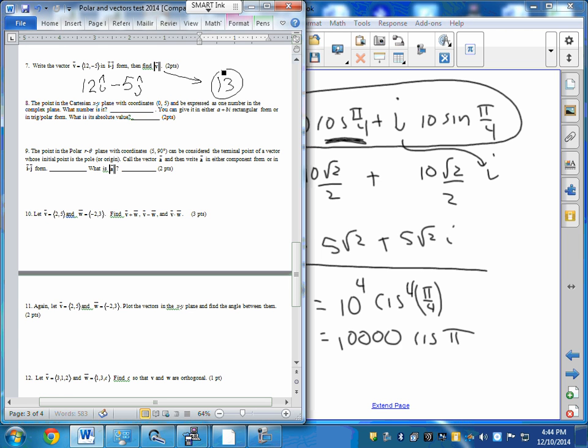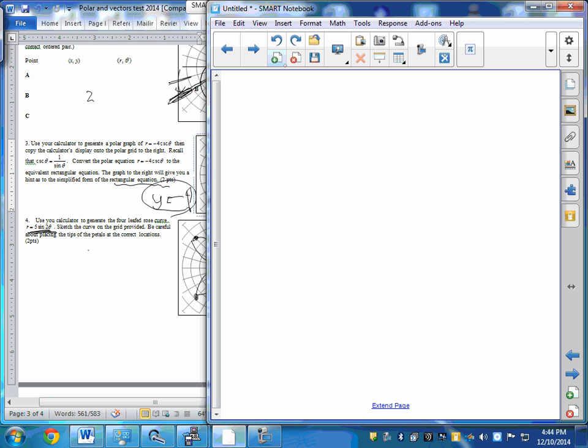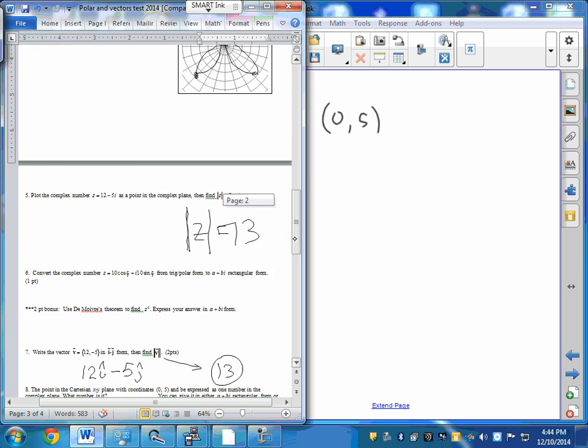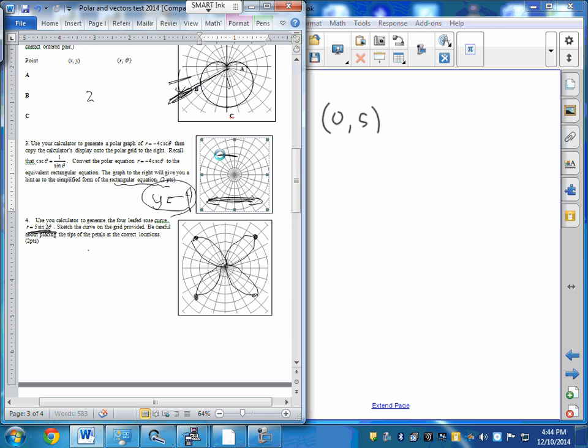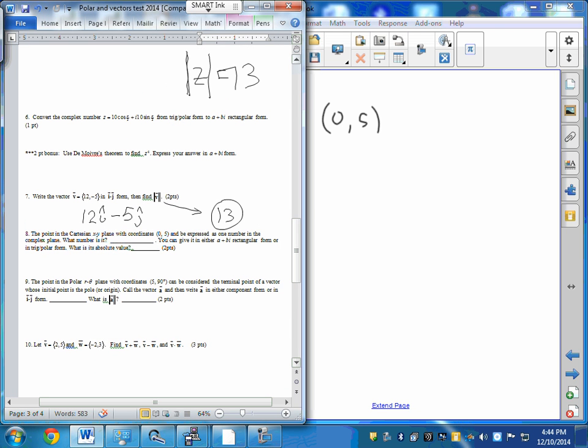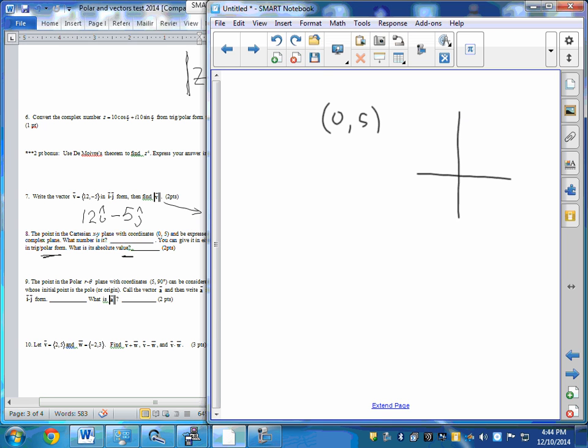Cartesian point in the xy plane with 0, 5. Let's see if we can find that. Okay, 0, 5. This is awkward. It can be expressed as one number in the complex plane. What number is it? You can give it either in a plus bi rectangular form, or in polar form, and then what's the absolute value? So this is the xy plane, 0, 5. 1, 2, 3, 4, 5. There we are. What number is that in the complex plane?